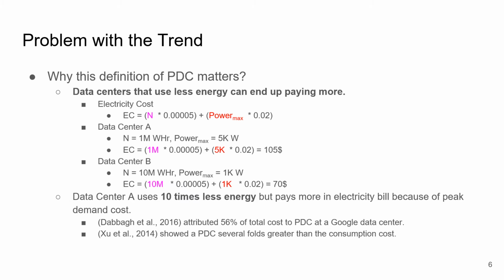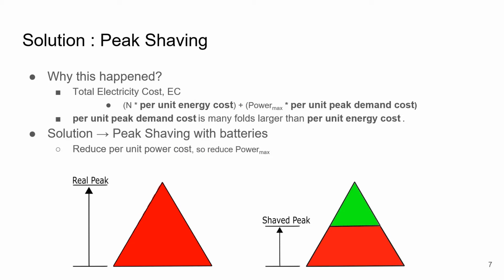This definition of the peak demand cost is significant because the data center that uses less energy can actually end up paying more than the data center that uses more energy. In the example shown here, data center A used less energy but has a total energy cost more than that of data center B. Many prior works have illustrated this issue. The reason this happens is because the per unit peak demand cost is several folds larger than the per unit energy cost.